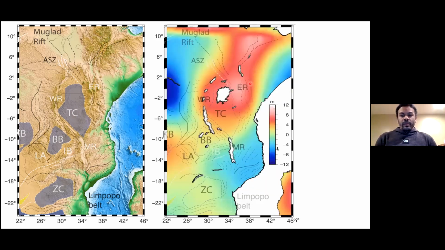So what other information do we have? For example, the geoid gives us information about the density within the lithosphere. Here, as you can see, we have a very high positive value of the geoid anomaly around the edge of the Tanzanian Craton, and it extends north to the Afar region. On the left, the very low values are associated with the Congo Basin.